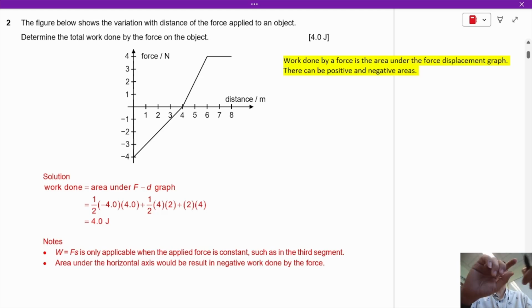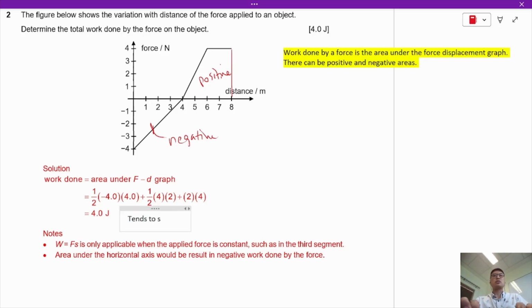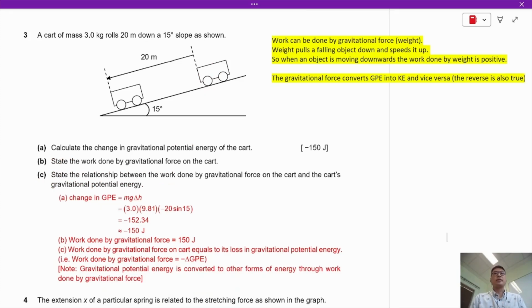Okay, so this will be a negative area, so negative work done, and the one above will be a positive area, so this is positive work done. Now adding them all together, the work done will be positive 4 joules. Now where did the work done go? This tends to speed up the object by increasing its KE. And that's it for question 2. Let's take a look at question 3.